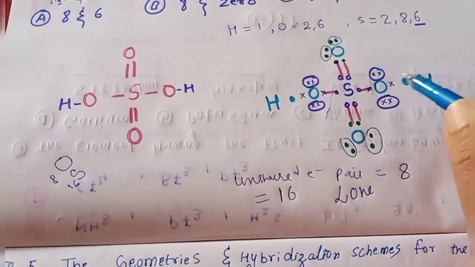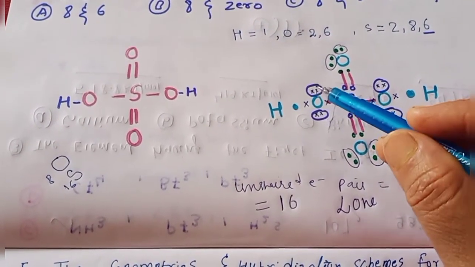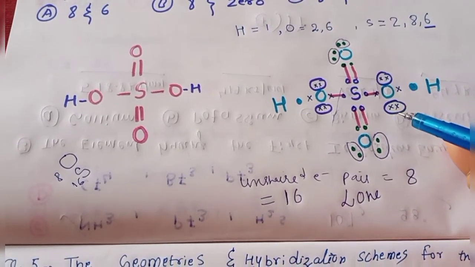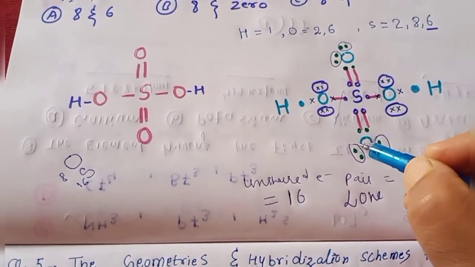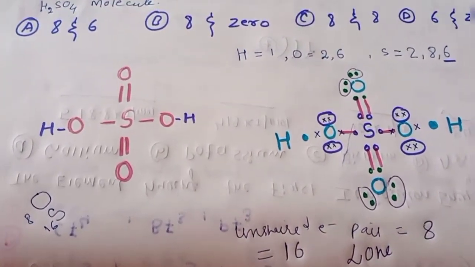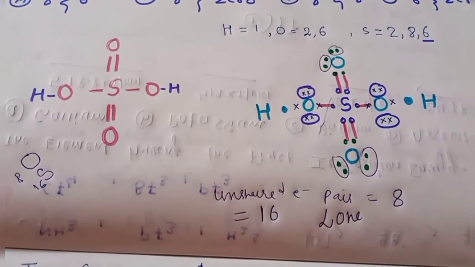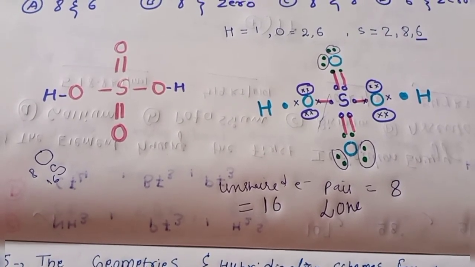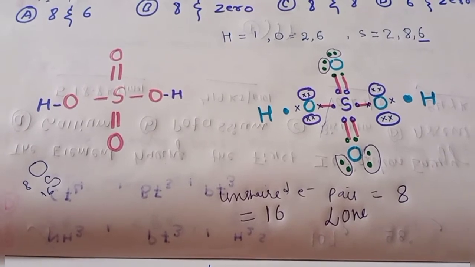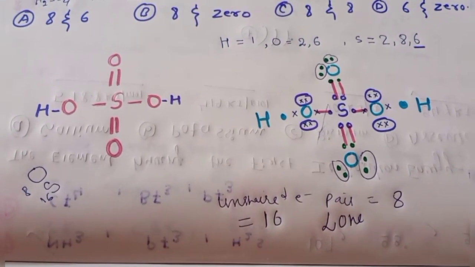Now how many bonds are left? How many electrons are left? So these are 2 lone pairs, these are again 2 lone pairs, these are again 2 lone pairs, and these are again 2 lone pairs. Means total electrons left, not used for bonding, are 16. So 16 unshared electrons are left. It means how many pairs will be there? 8 lone pairs.